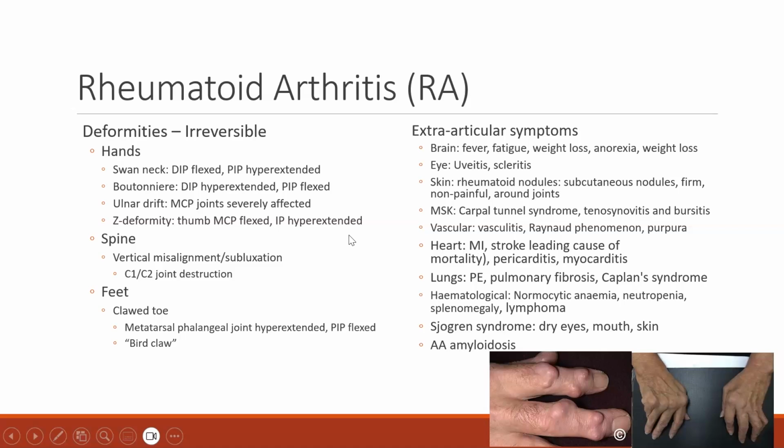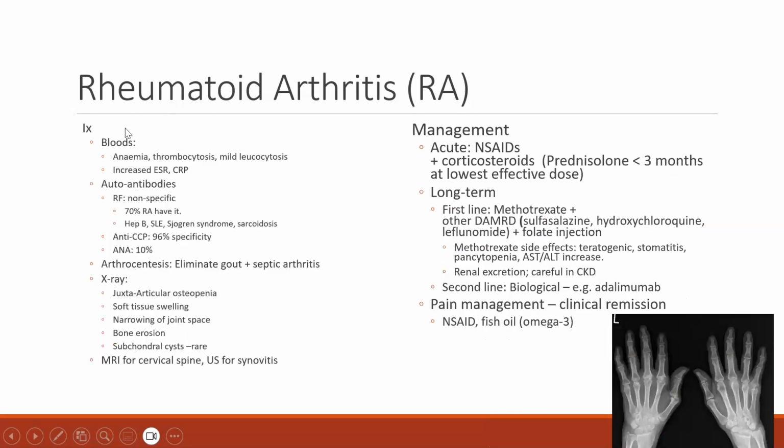In the lung, they get PE, pulmonary fibrosis, and Caplan syndrome, which is directly related to rheumatoid arthritis. Hematological, they get anemia, neutropenia, splenomegaly, lymphoma. And they get Sjogren's syndrome, which causes dryness of the mucous membranes, and amyloidosis. Cool. Investigations: bloods, we get anemia, thrombocytosis, and leukocytosis, increased ESR and CRP.